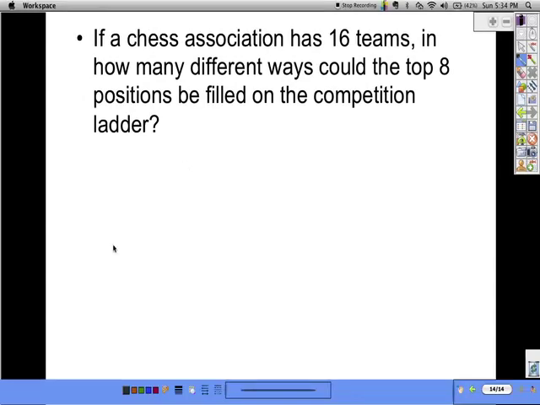Here we have a chess association. It has 16 teams. How many ways could the top 8 positions be filled? Well, we can look at 8 positions. The first position, there are 16 different things that could go there. The second place can have 15, then 14, 13, and all the way down here.